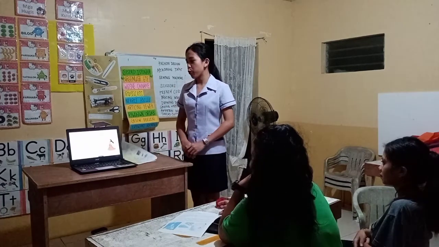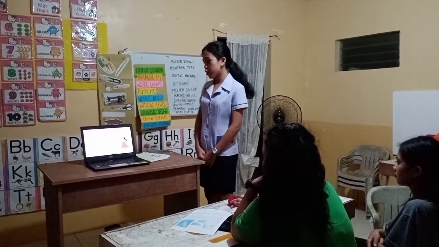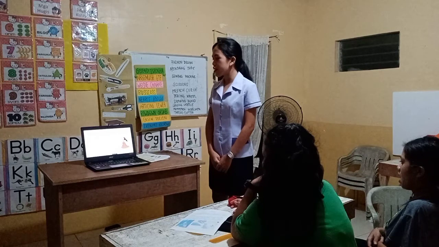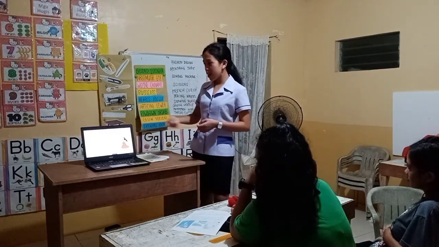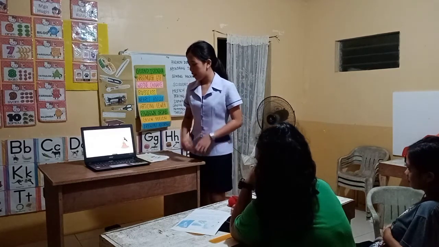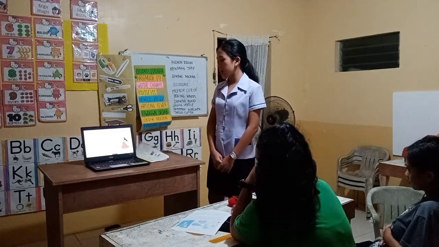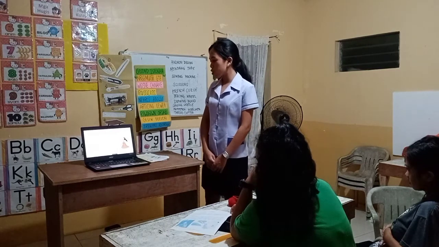Number 3, the types of sewing needles. Betweens or quilting needles are shorter, with a small rounded eye, used for handwork. We use the betweens in our hand.